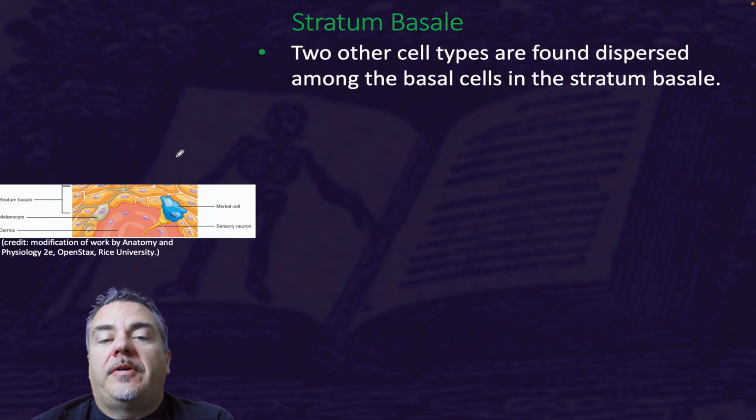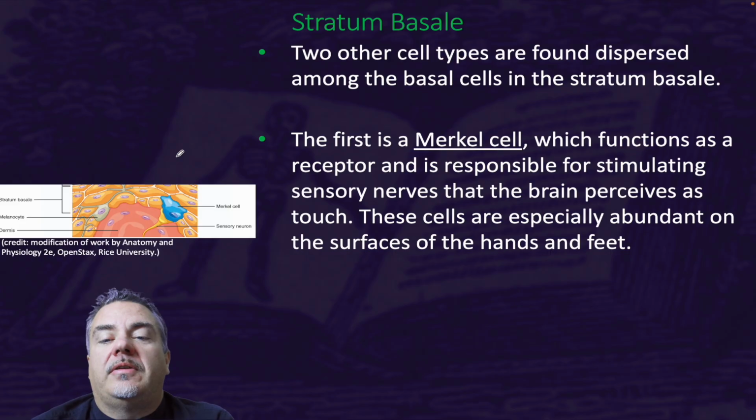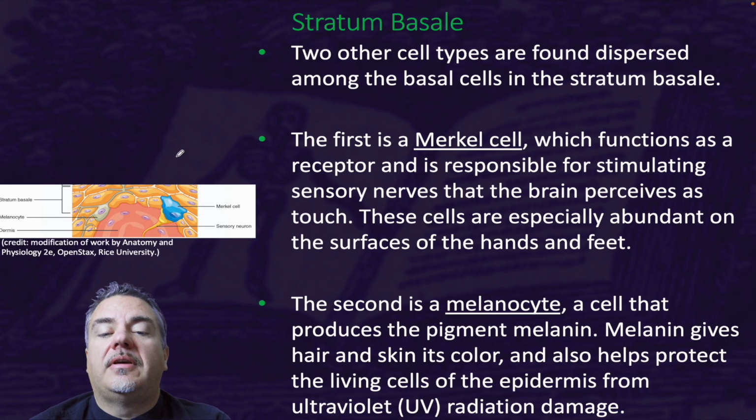2 other cell types are found dispersed among the basal cells in the stratum basale. The first is a Merkel cell, which functions as a receptor and is responsible for stimulating sensory nerves that the brain perceives as touch. These cells are especially abundant on the surfaces of hands and feet. The second is a melanocyte, a cell that produces a pigment melanin. Melanin gives hair and skin its color and also helps protect the living cells of the epidermis from ultraviolet radiation damage.